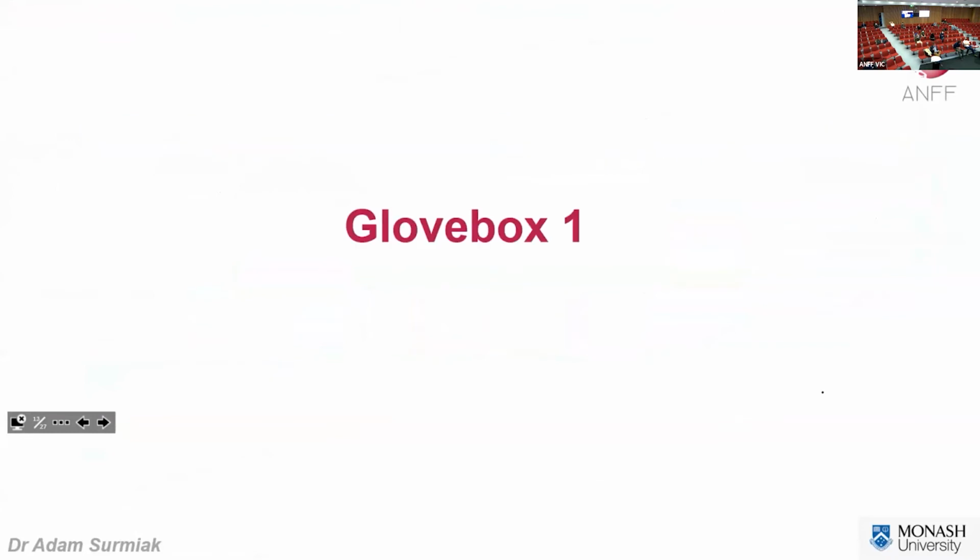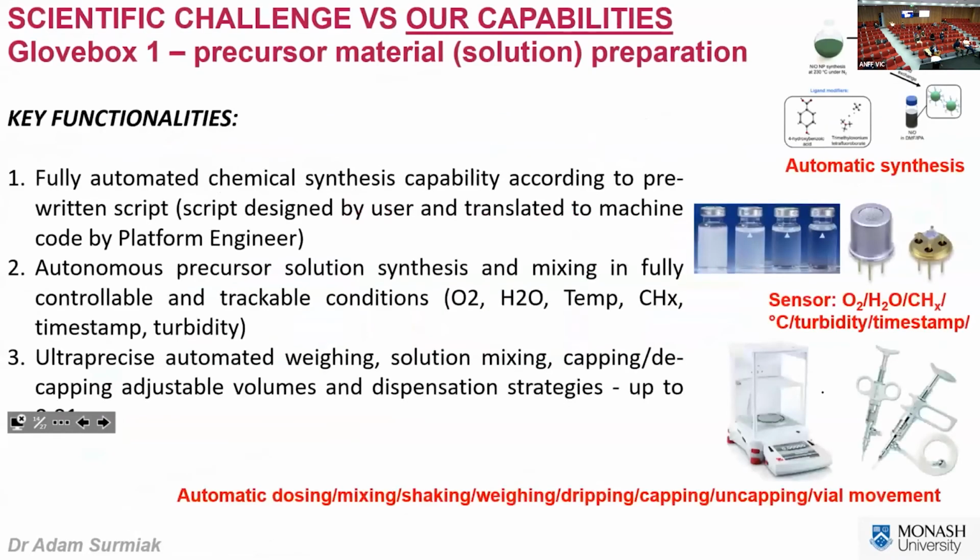The key functionalities: first of all, automated synthesis. Then we've got plenty of sensors, and we can measure in real time oxygen, water, hydrocarbons, temperature, and turbidity, and we can add a timestamp. We'll also have automated dosing, mixing, shaking, weighing, dripping, capping, and uncapping of our vials. And we can move our vials without human intervention at all.